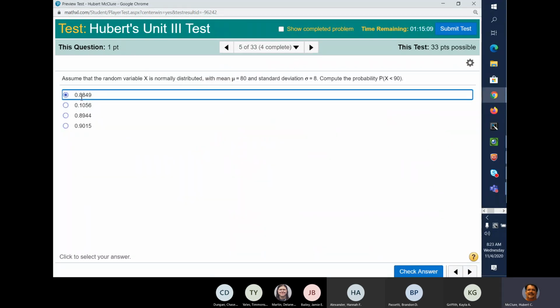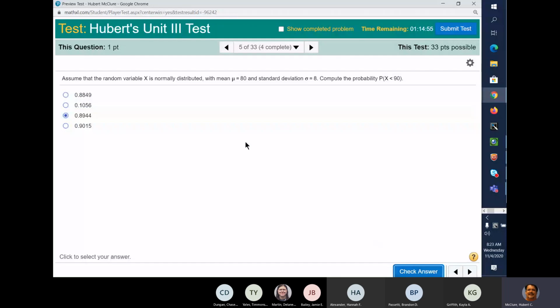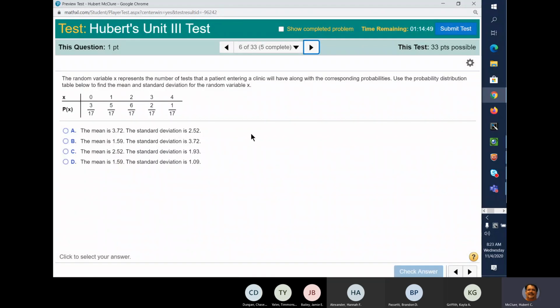So since 0.8849 is the closest, we'll go with that one. I'm sorry, this one. I didn't even see that one. And enter, and that's correct. Okay, make sure you holler any questions if you got them.